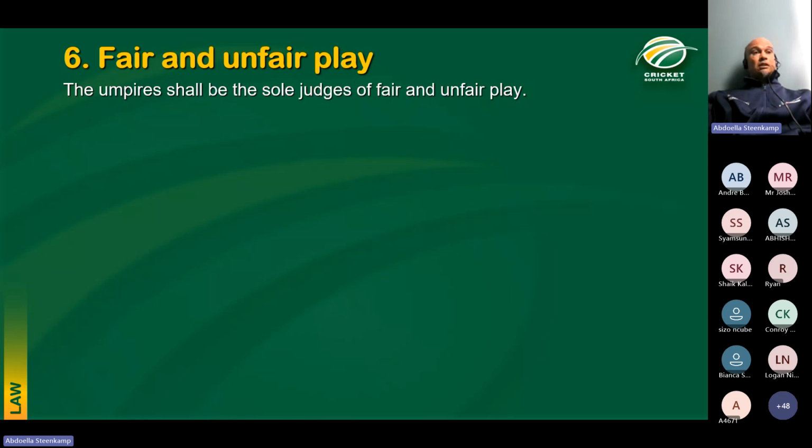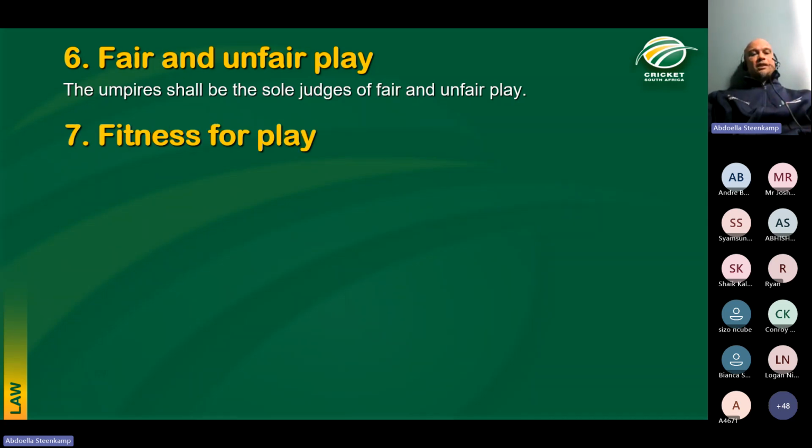If you allow captains or coaches to be the judges of fair and unfair play, I promise you, they are going to be subjective. They can be biased. They're not going to be fair. So that's why the law tells us that the umpires are the sole judges of fair and unfair play.